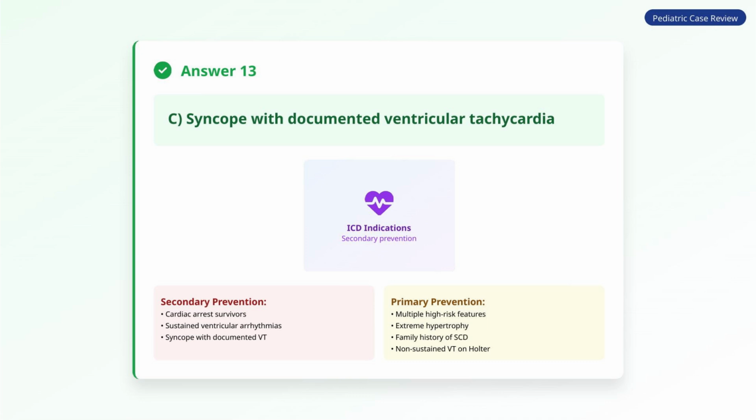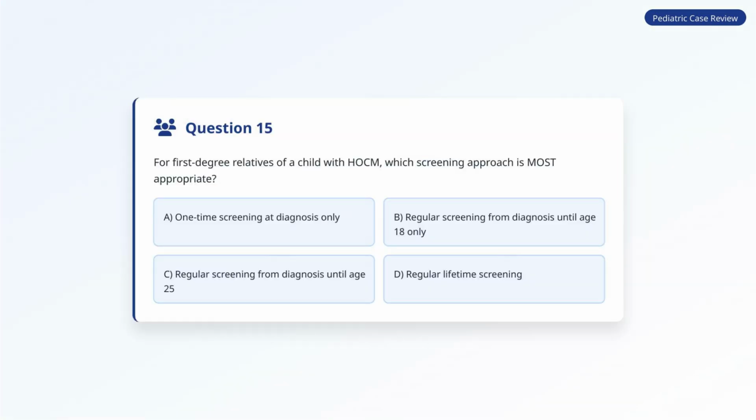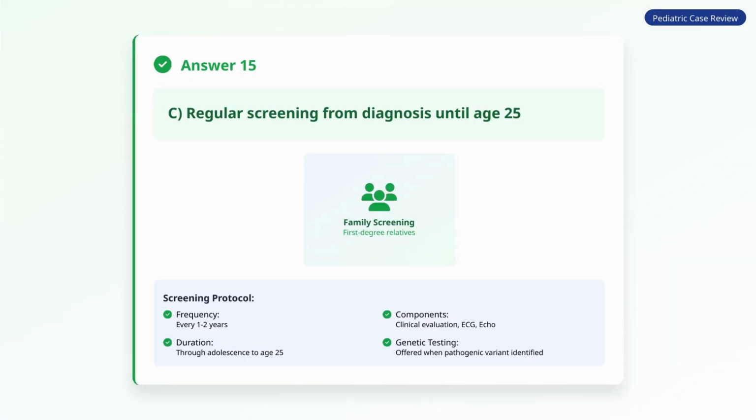For first-degree relatives of a child with hypertrophic obstructive cardiomyopathy, which screening approach is most appropriate? A, one-time screening at diagnosis only. B, regular screening from diagnosis until age 18 only. C, regular screening from diagnosis until age 25. Or D, regular lifetime screening? The correct answer is C, regular screening from diagnosis until age 25.